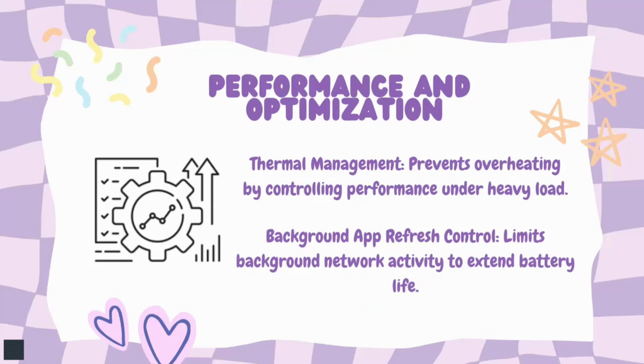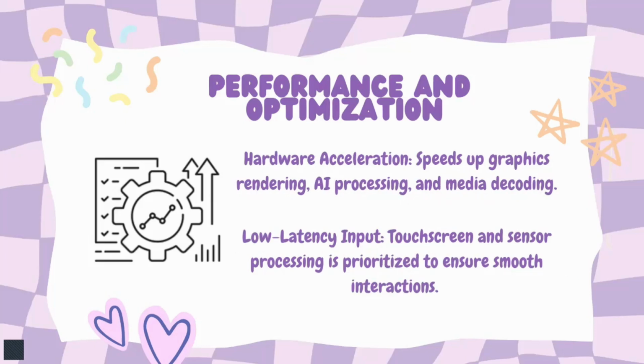Background app refresh control: iOS limits background activity to save power and reduce unnecessary processing. Hardware acceleration: iOS uses specialized chips to speed up graphics, AI, and other demanding tasks. Low latency input: touches and gestures feel instant for a responsive and smooth experience.